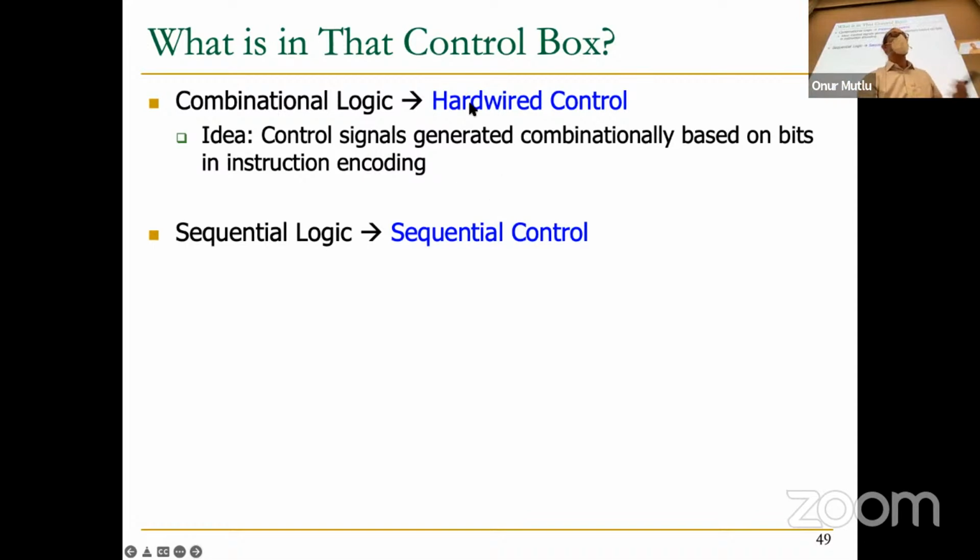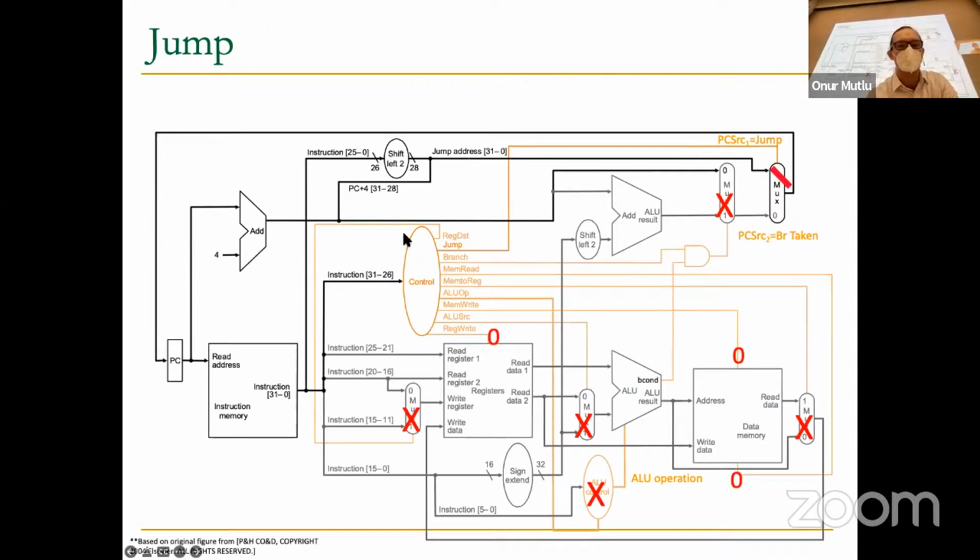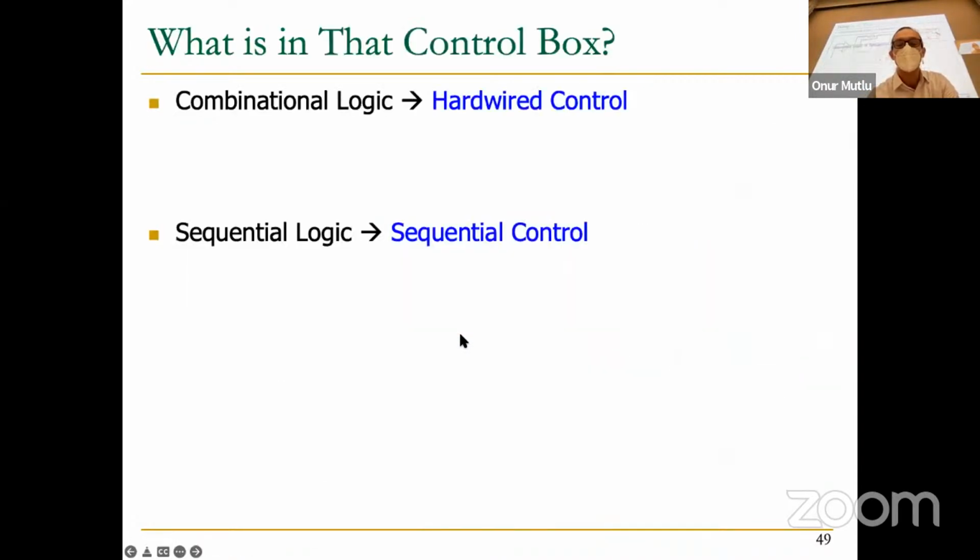If it's purely combinational logic, like we have assumed, purely a function of opcode plus some branch condition bits, then control signals are generated combinationally based on bits in the instruction encoding. So when I say control box over here, that is what it means.